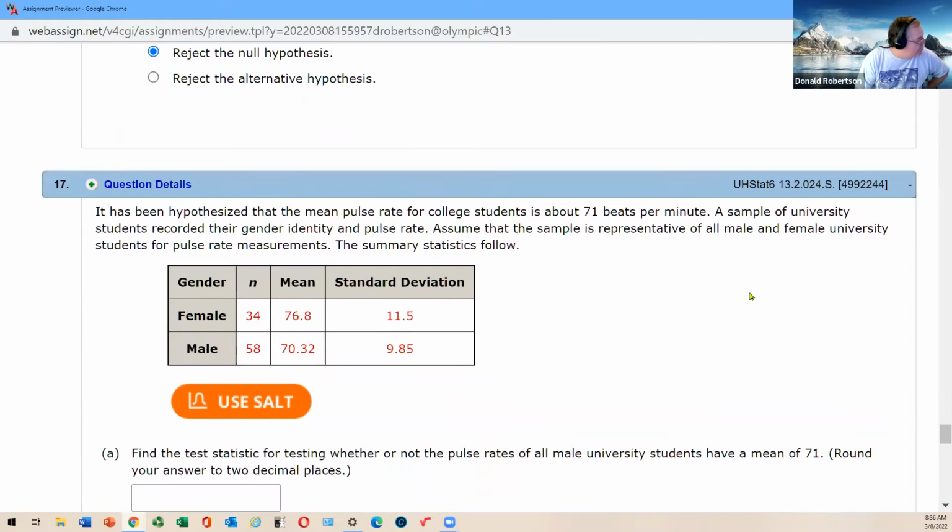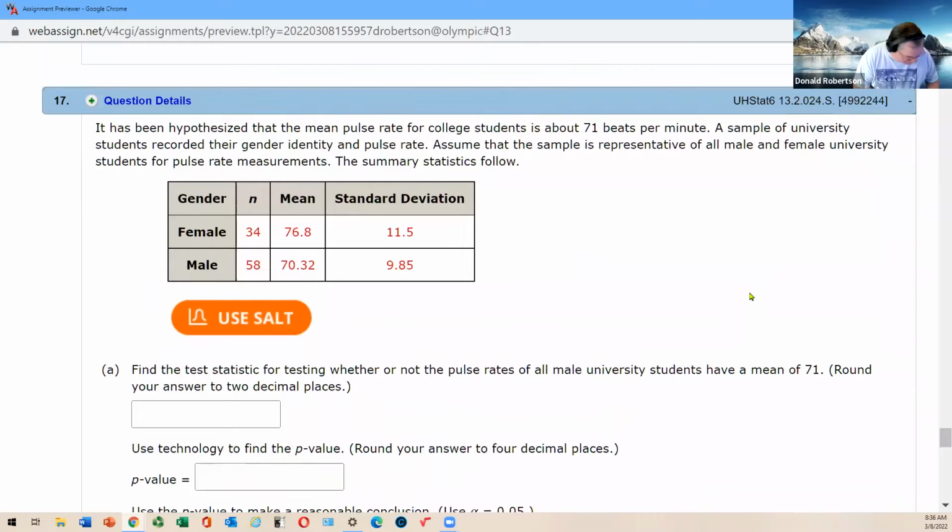And we are now on to the last question. It's quite a long one, and I'm only going to do one piece of it. It has been hypothesized that the mean pulse rate for college students is about 71 beats per minute. So somewhere someone has figured out that it should be 71. A sample of university students recorded their gender and their pulse rate, and assume that the sample is representative of all male and female university students.